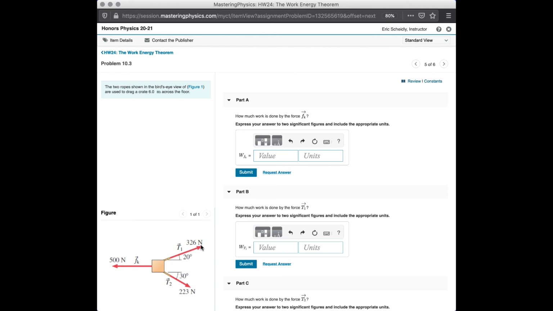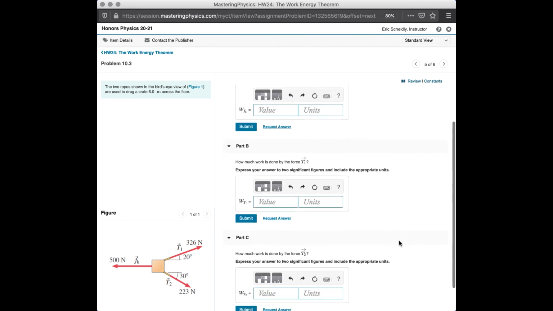Well, you see I'm going to have to take a component here. I want the component of T1 only in the direction of the displacement. The displacement is to the right. So what I want is 326 cosine 20 multiplied by 6 meters. That is the work done by T1 in joules.